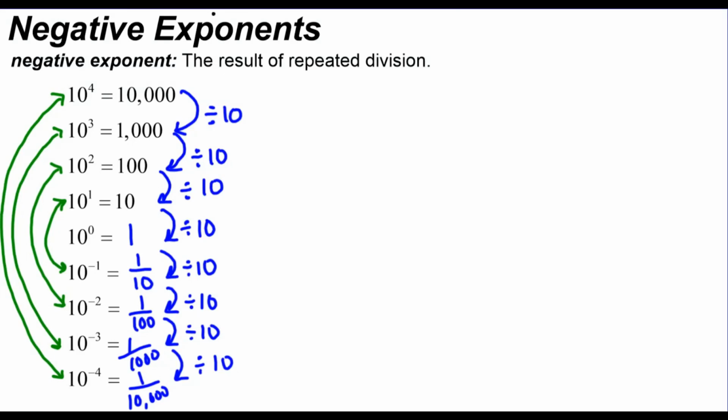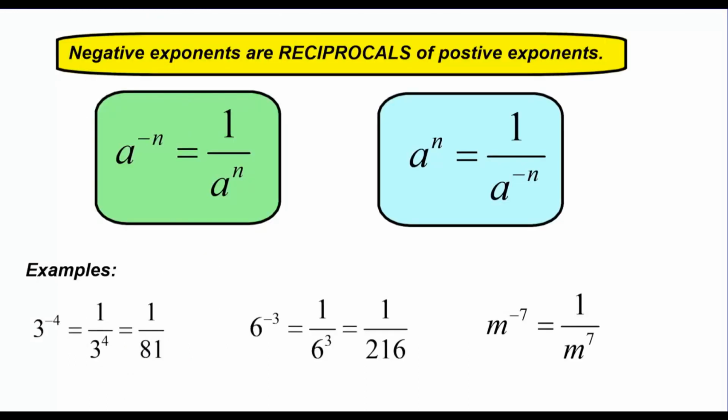Do you remember the word that we have for these pairs of numbers? 10 and 1/10, 100 and 1/100th, 1,000 and 1/1,000th, and so on. These are called reciprocals, or multiplicative inverses. So here's the take-home point. Negative exponents are actually reciprocals of positive exponents. So if you know the positive, you can figure out the negative. You just find the reciprocal.